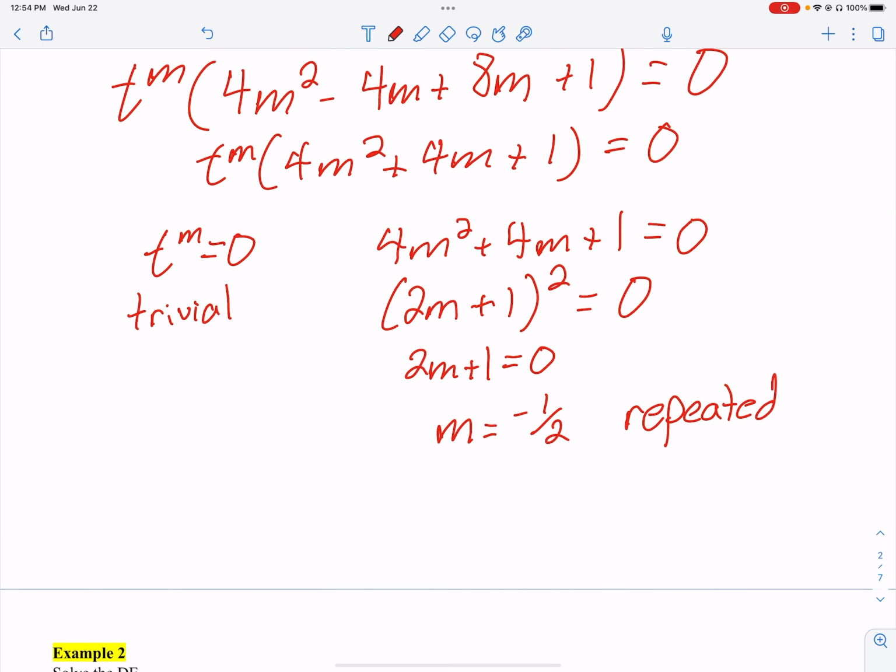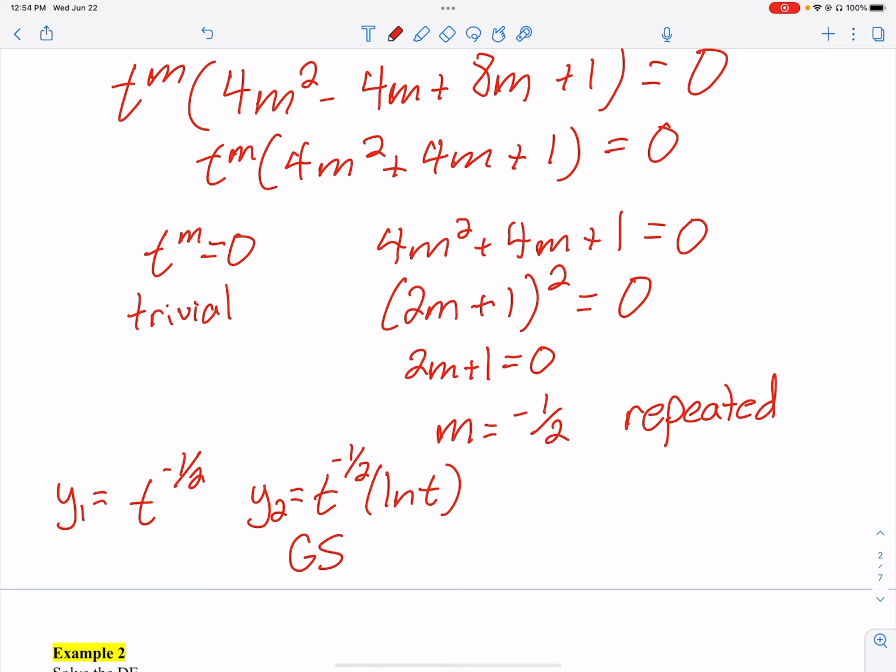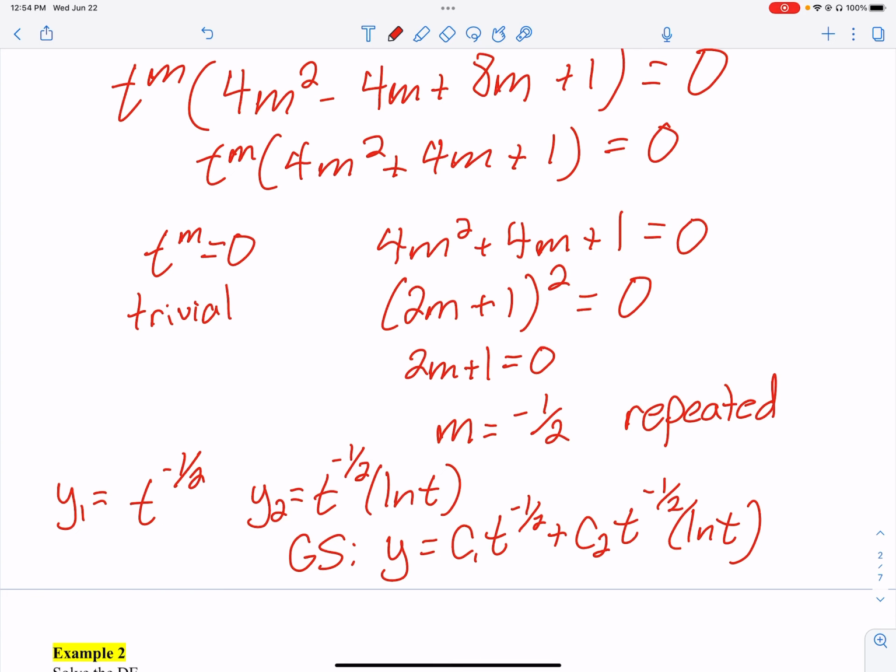So since it is repeated, if we look at our notes from above, I have two solutions. I have y sub 1, sorry, let me mute my computer. It was an email. I get x to the negative 1/2, and I get y sub 2, which is x to the negative 1/2, times ln of x. Oh, and then I did it. They're not x's, they are t's. Ln of t. That's what the rules above say. So the general solution for this is y equals c1 t to the negative 1/2, plus c2 t to the negative 1/2, times ln of t.